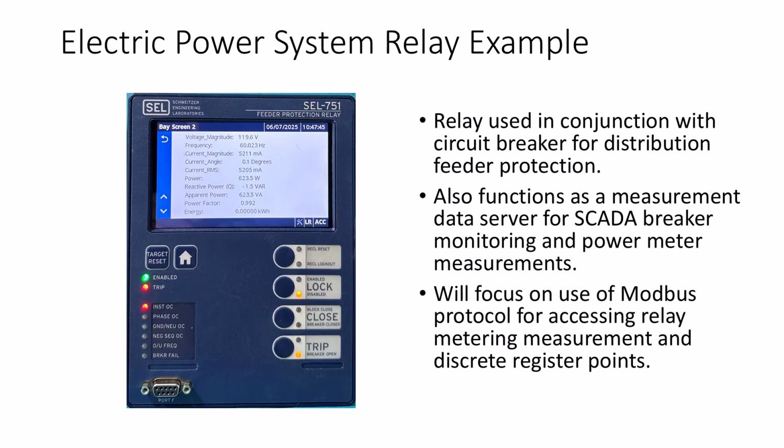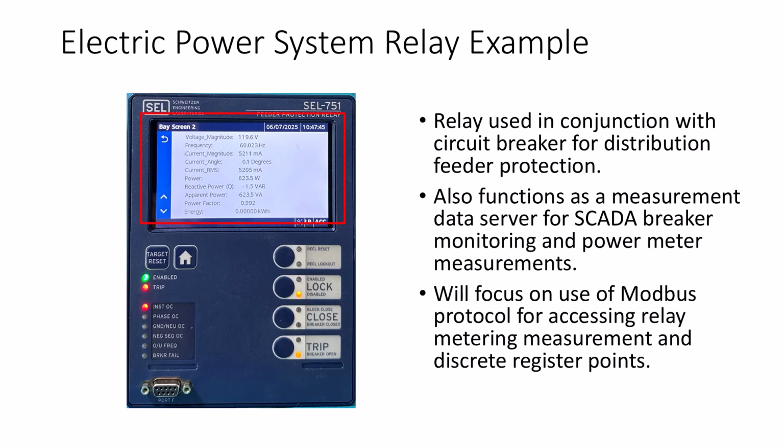The electric power system relay used in this example is designed for feeder protection applications and is commonly installed in distribution substations. Its primary function is to monitor feeder measurements for electrical faults and to control the circuit breaker as necessary. In addition to its protection role, this relay offers several secondary functions. It can serve as a data source for SCADA systems, providing breaker monitoring and power metering data.